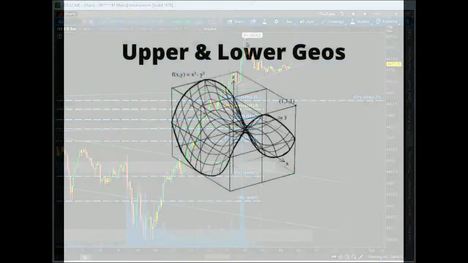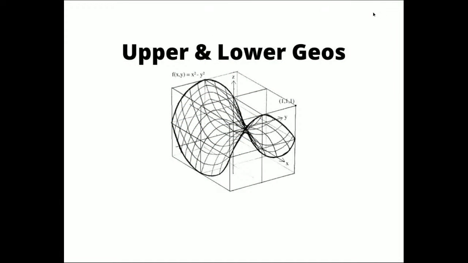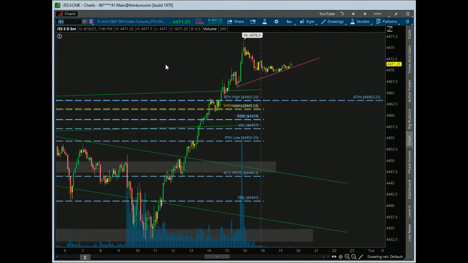So again, guys, this week we're going to be talking about upper and lower geos. Geo is an abbreviation that we pretty much made up in our group, right? I love it because it just represents geometric lines. We've got our trend lines, and hopefully everybody who's been following us for a while knows the difference between a trend line and a geo.